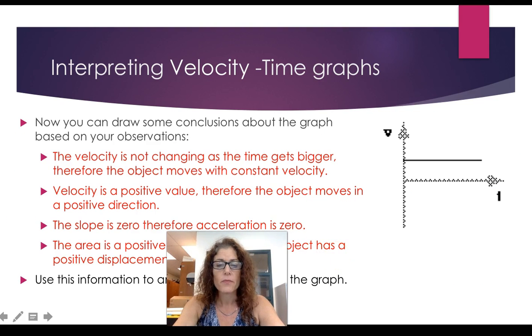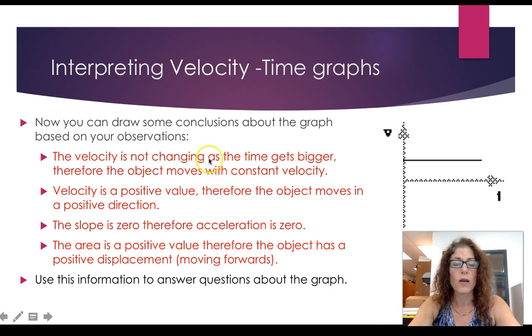And then you can draw some conclusions. Well, if the velocity isn't changing, because I have some value here and it's always the same all the way across, therefore it's constant velocity. We also know that it's a positive velocity, so I know that's a positive direction, because I know that signs in physics, when positive vectors, means positive direction. The slope is 0, therefore acceleration is 0, because the slope is acceleration. The area is positive, velocity times time would give me some positive number, so it's got a positive displacement. Well, I already said that, right? I have that 2 different ways, but that's good to know too.